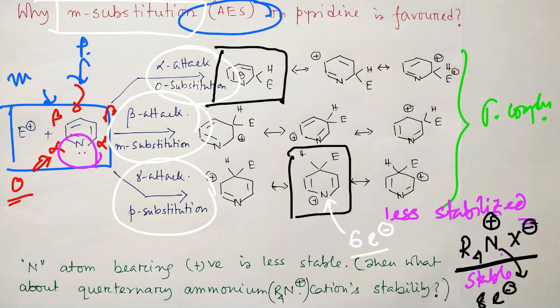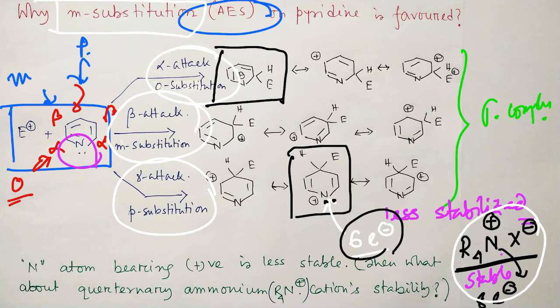Okay, how 6 electrons? See, 2 bond pairs, and in the other case here the lone pair. So that's why this is less stable, whereas these quaternary ammonium salts are pretty stable. Okay, fine. Now, this is the overall discussion.